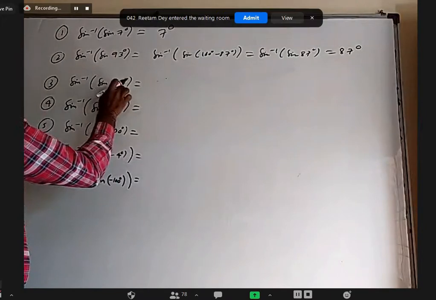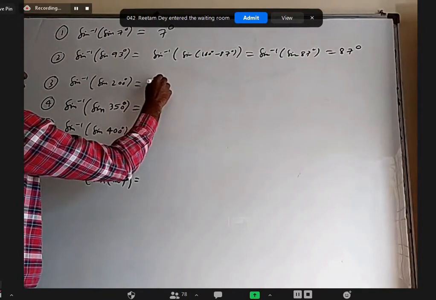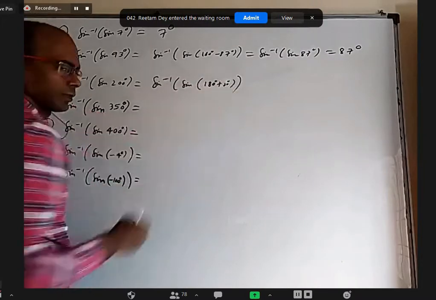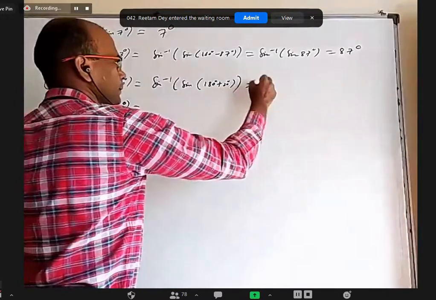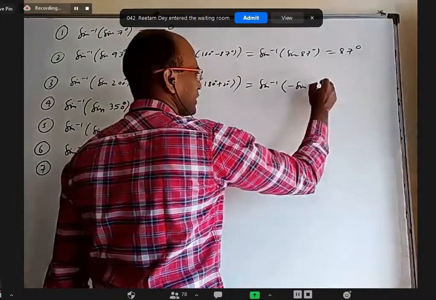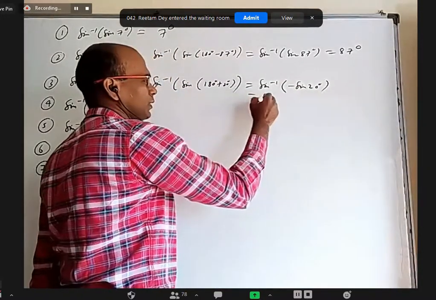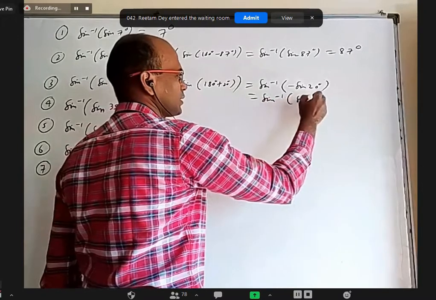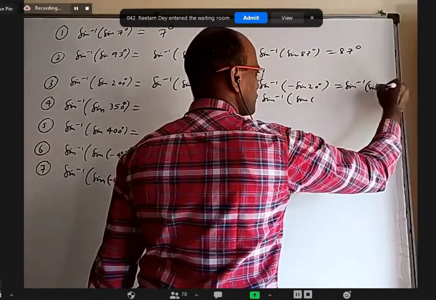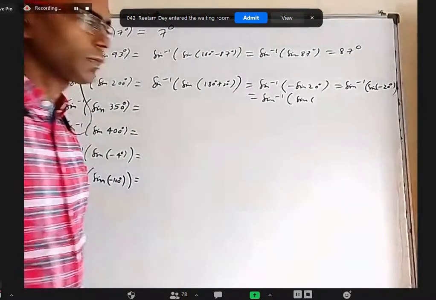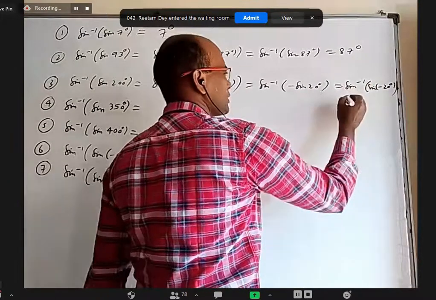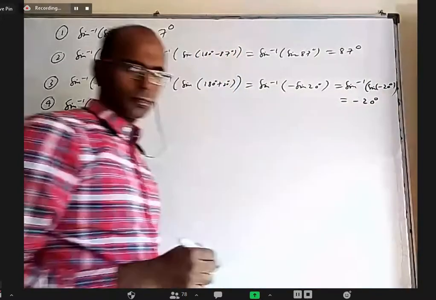This one is also not within the principal value, so I cannot cancel out. So sine inverse sine 180 plus 20 degrees. Sine 180 plus theta is minus sine theta, so I'll get minus sine 20 degrees. I'm going to take minus inside and write sine inverse sine minus 20 degrees, because sine minus theta is minus sine theta. Now that is within the principal value, so I can just cancel out and directly write minus 20 degrees.